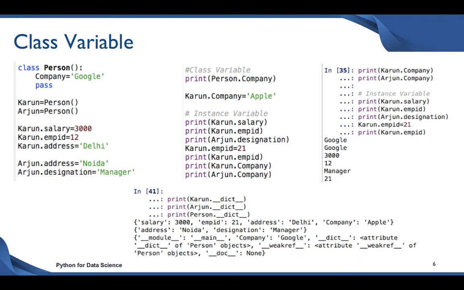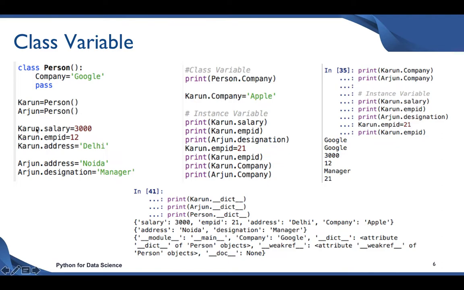Okay. So now we'll talk about the class variables. We have talked about the instance variables. Now we'll talk about the class variable. For example, we have a person class, and in this person class I define a company, right? Now this company would be shared between these two instances, right?